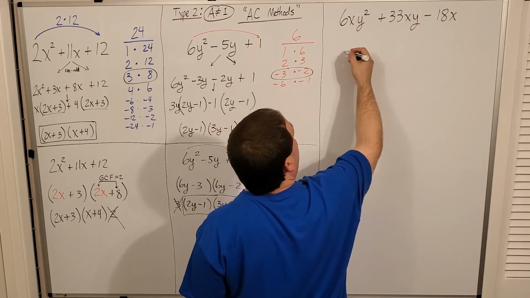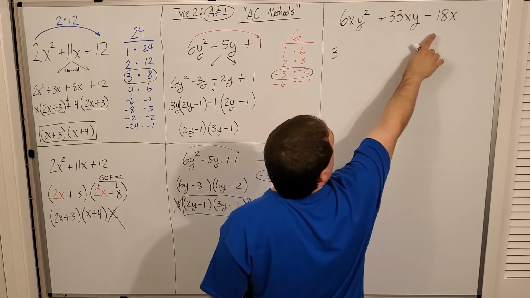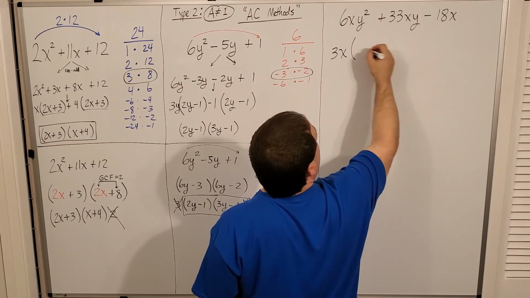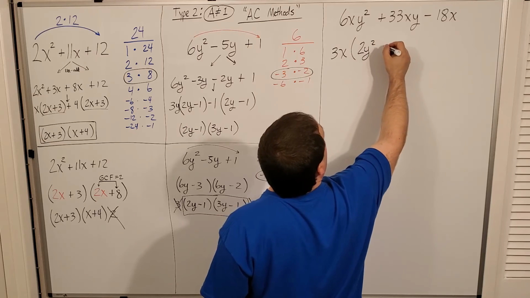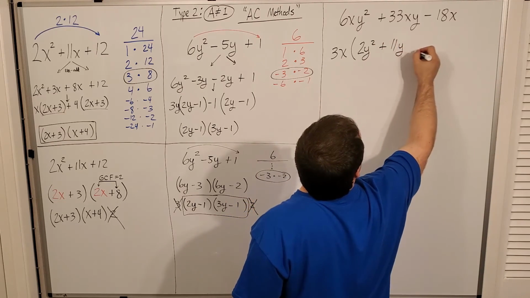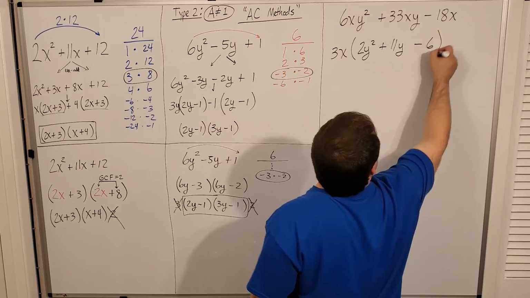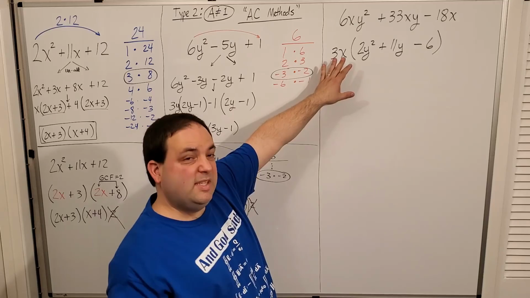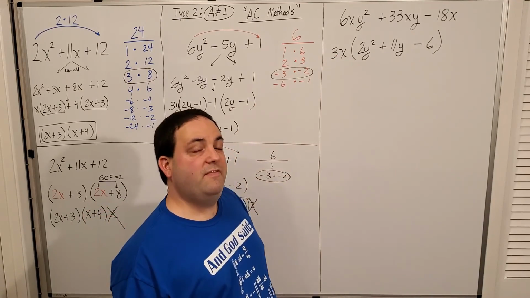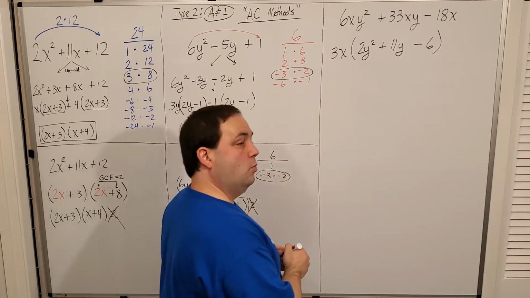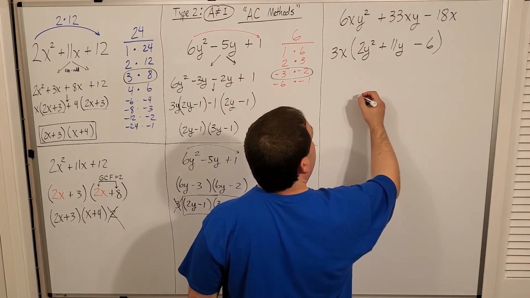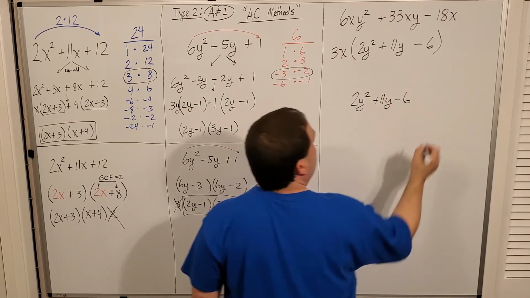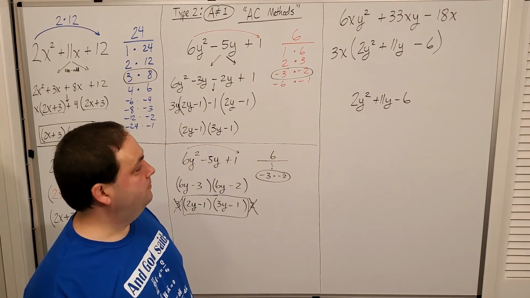I notice that I can get a 3 from everybody. And I notice I can get an x from everybody, leaving me with 2y squared plus 11y minus 6. Okay? So don't forget the 3x, I'm saving that, and then that's going to be part of the final answer. So then what I'm really doing here is factoring 2y squared plus 11y minus 6. That's the one that I'm factoring. Okay?